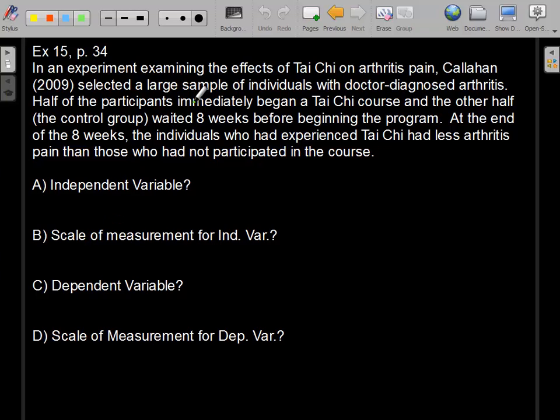experiment? Well, if you look at this, the people selected all had arthritis, doctor-diagnosed arthritis. It doesn't mean that they all had the same amount, but we're going to expose half of them to Tai Chi and the other half will wait. So the independent variable would be the presence of Tai Chi. So let me write Tai Chi, yes or no. That would be the independent variable.